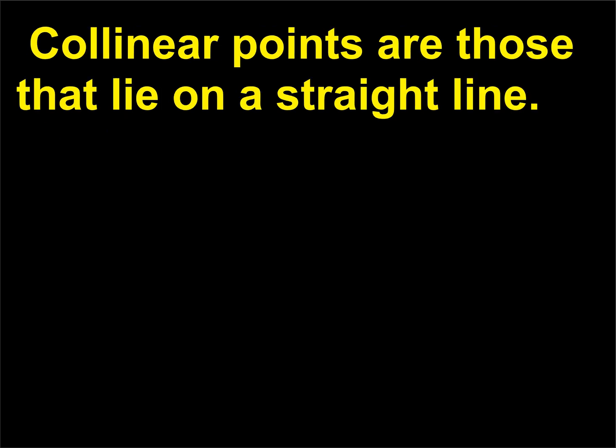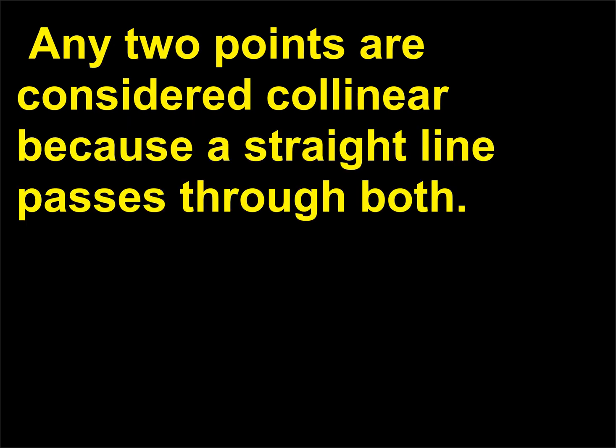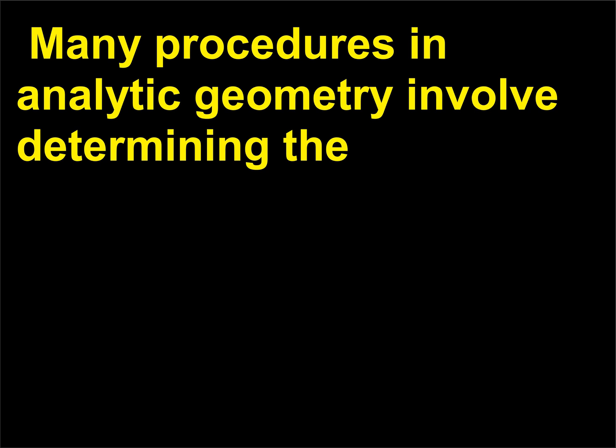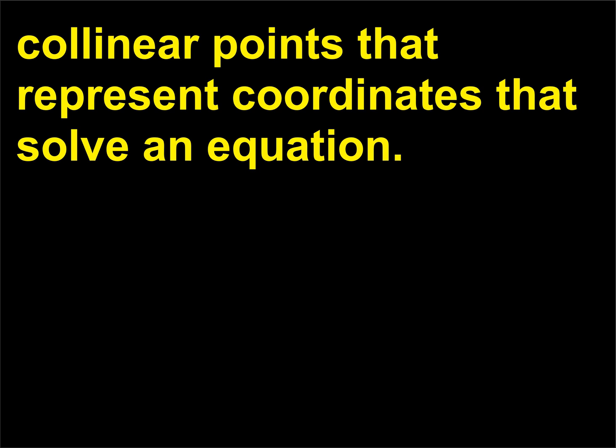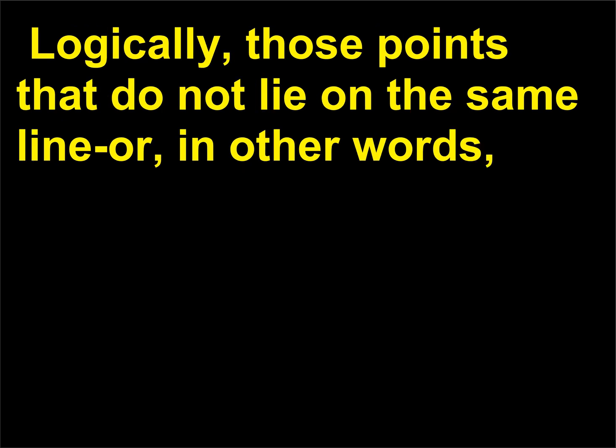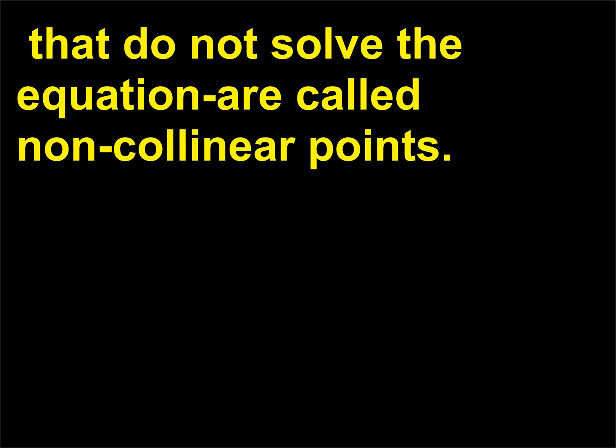Collinear points are those that lie on a straight line. Any 2 points are considered collinear because a straight line passes through both. Many procedures in analytic geometry involve determining the collinear points that represent coordinates that solve an equation. Logically, those points that do not lie on the same line, or, in other words, that do not solve the equation, are called noncollinear points.